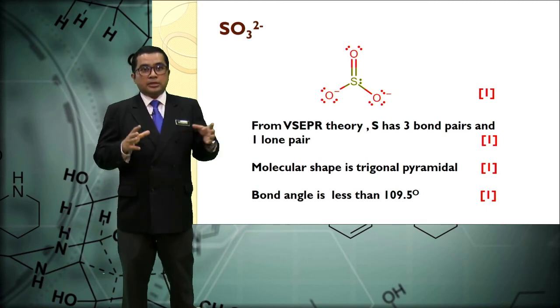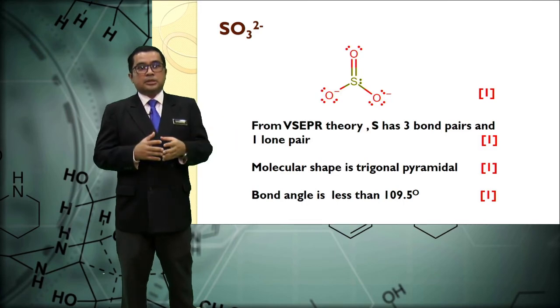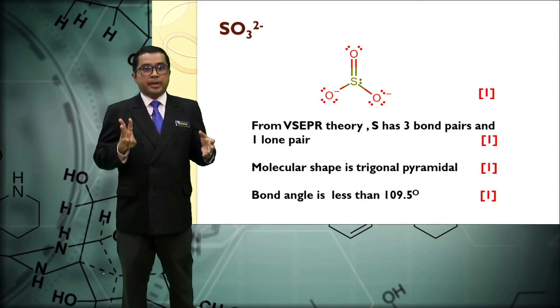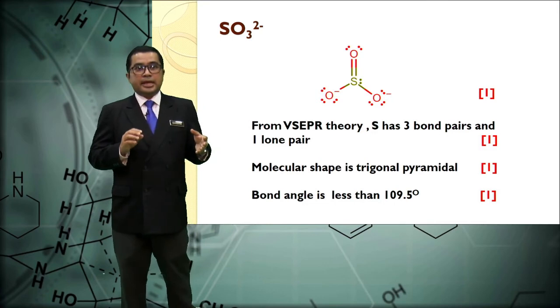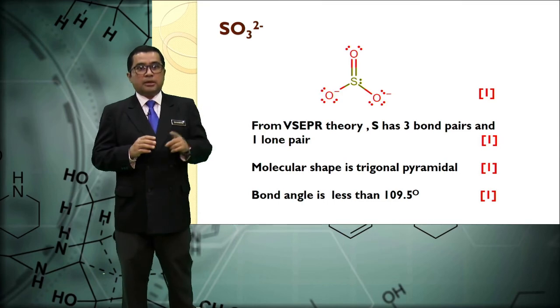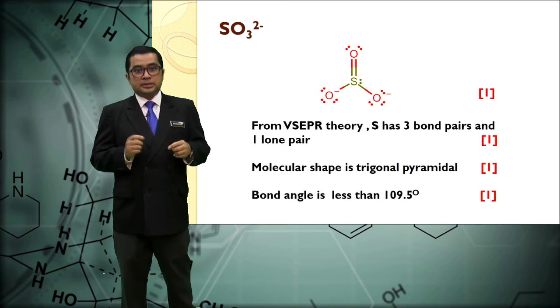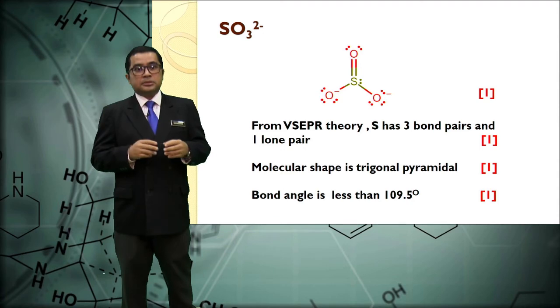By looking at your structure, using the VSEPR theory, the S atom has 3 bond pairs and 1 lone pair. You can see from your diagram, there are 3 bond pairs and 1 lone pair. So actually it has 4 pairs, but it has 1 lone pair. So the molecular shape is trigonal pyramidal. The molecular shape is trigonal pyramidal.